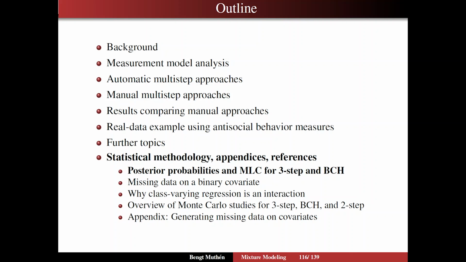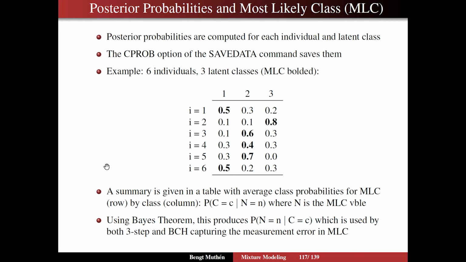The outline on slide 116 shows that we have now come to the last section of the Webtalk, statistical methodology. We're going to start with talking about posterior probabilities and most likely class for 3-step and BCH, where we take into account the measurement error, or the classification error, that is part of the MLC variable. This really expands on the brief introduction to this topic that we provided on slides 7 and 8.